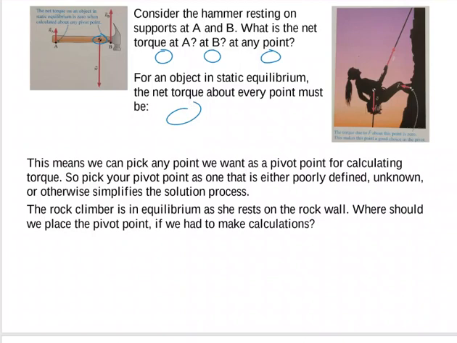So that means we can pick any point we want. By that logic, we can pick any point we want as a pivot point for calculating torque. If we wanted to calculate the torque at A, we could do that. If we wanted to calculate the torque about the center of mass, we could do that. If we wanted to calculate at B, we could do that. So pick your pivot point as one that is either poorly defined, hard to come by, unknown, or otherwise simplifies the solution process.